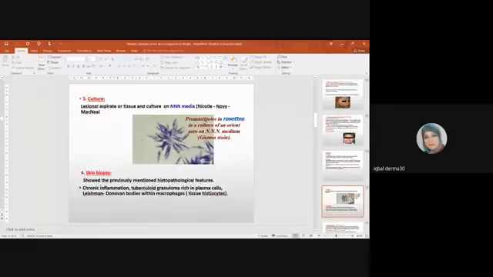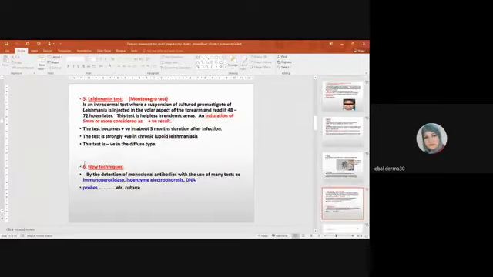Third is the culture using Novy-MacNeal-Nicolle medium. The appearance will appear in a rosette form. Fourth diagnostic aspect is the skin biopsy. As we said before, there is an ulceration and there is a tuberculoid granuloma with inflammatory cell infiltration.